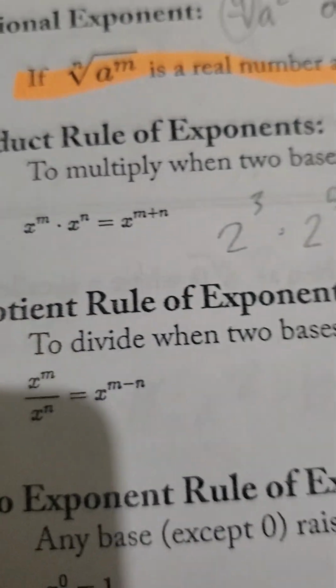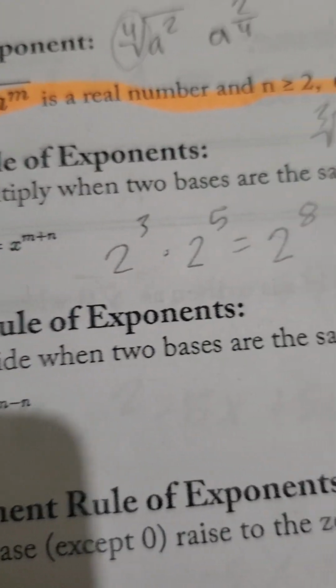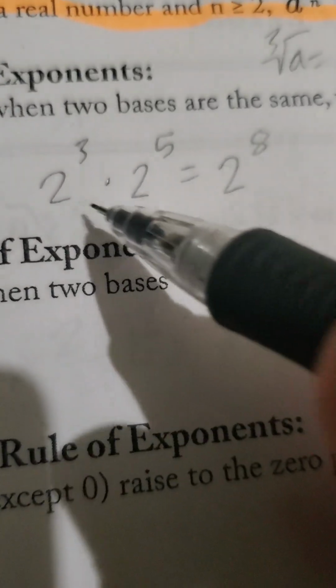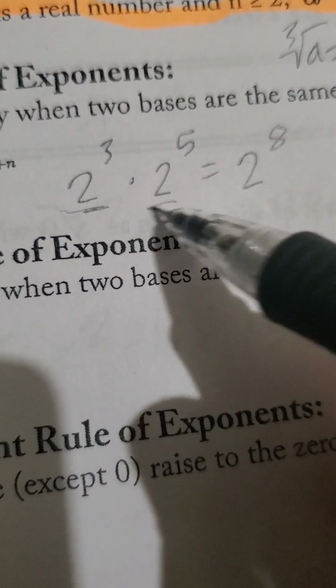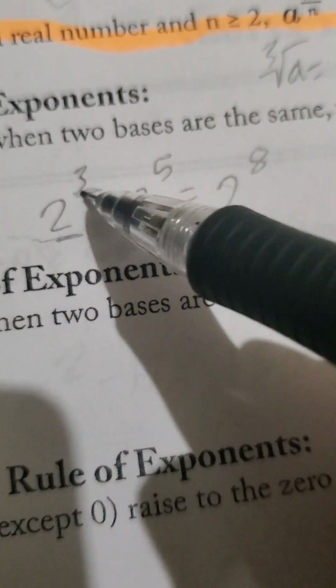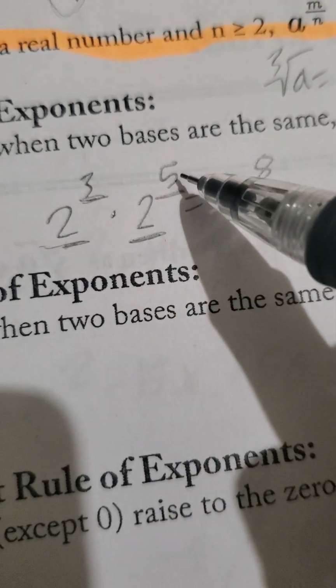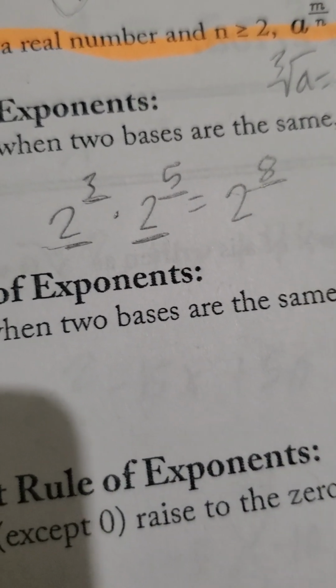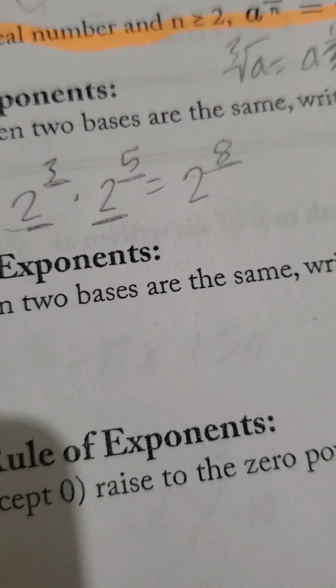The product rule of exponents. To multiply when two bases are the same, these are our bases, here and here, write the base and add the exponents together. And our exponents are 3 and 5. 3 plus 5 is equal to 8. And that is the product rule of exponents.